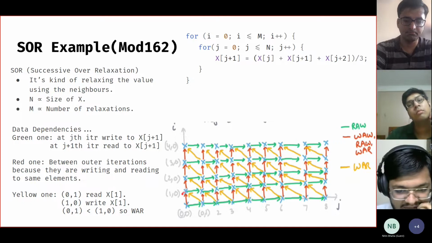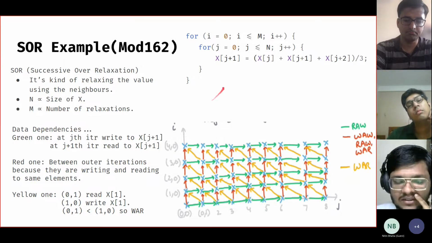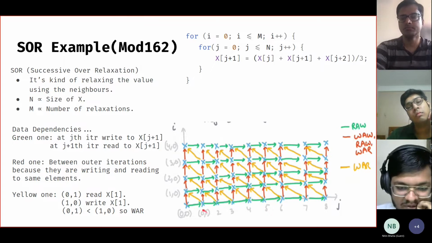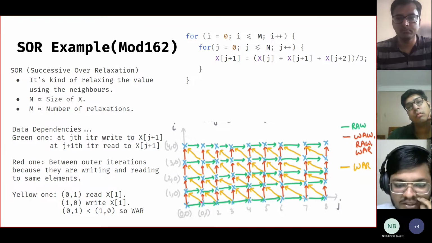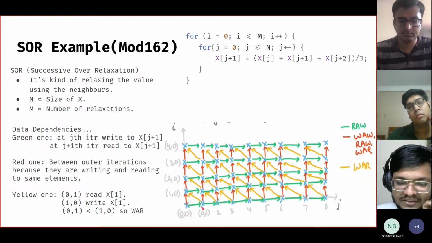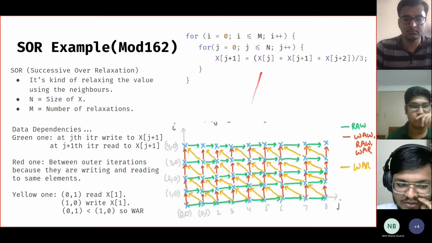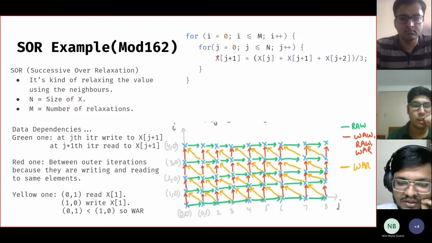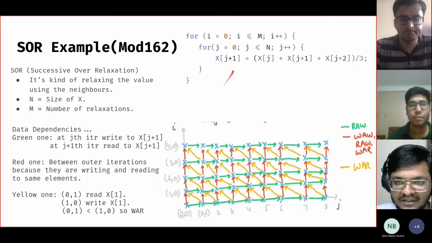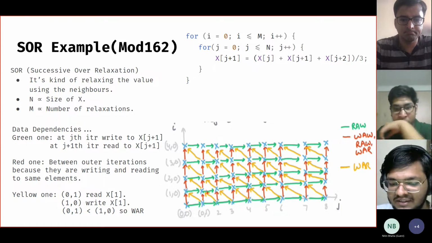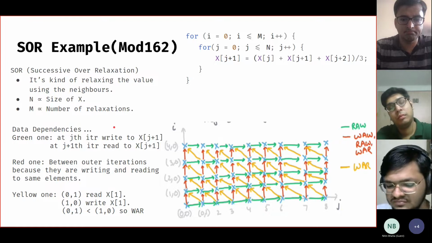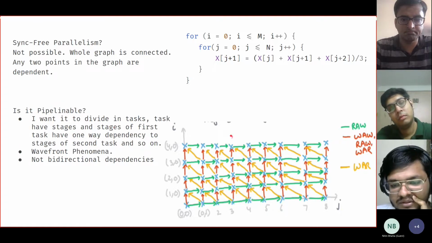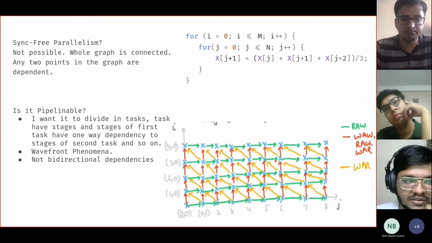Now let's see the yellow ones. Let's take an example to understand it better. At the 0 1 iteration we are reading x1, and at the 1 0 iteration we are going to write to x1. So this is a write after read dependency. We get these yellow edges everywhere here. Now you can see that this whole graph is connected.